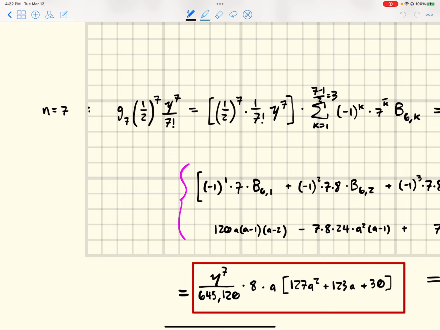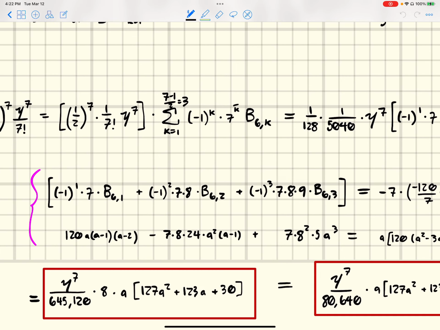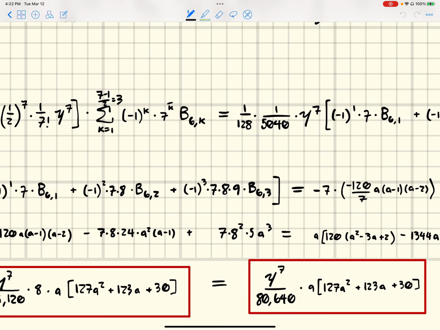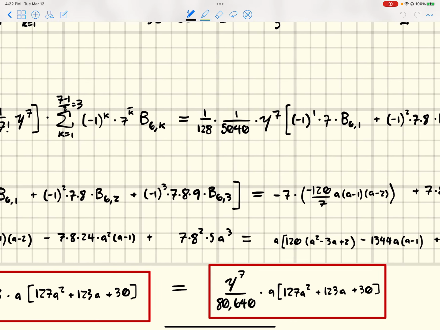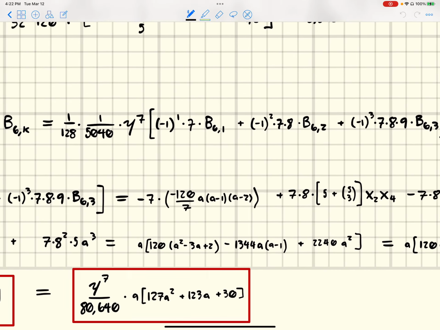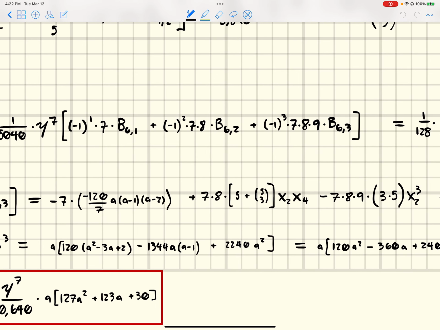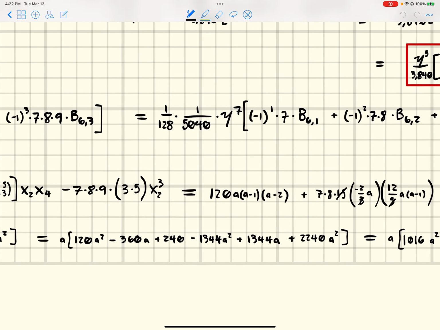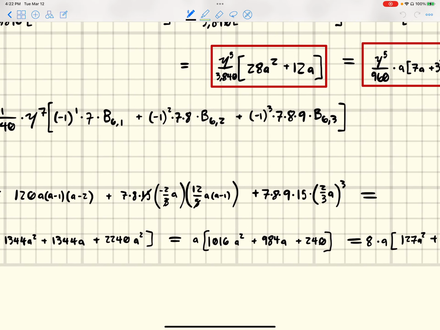But it's all here. So again, the sum runs from k equals 1 to (7 minus 1) divided by 2, which equals 3 when you choose n equals 7. That means you're going to have 3 partial Bell polynomials to compute. And again, I just run through the sum. Follow along.